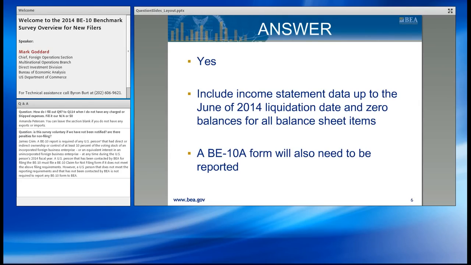The applicable foreign affiliate survey form will include income statement data up to the June of 2014 liquidation date and zero balances for all balance sheet items. A BE10 A form will also need to be reported for the fully consolidated U.S. domestic business enterprise.